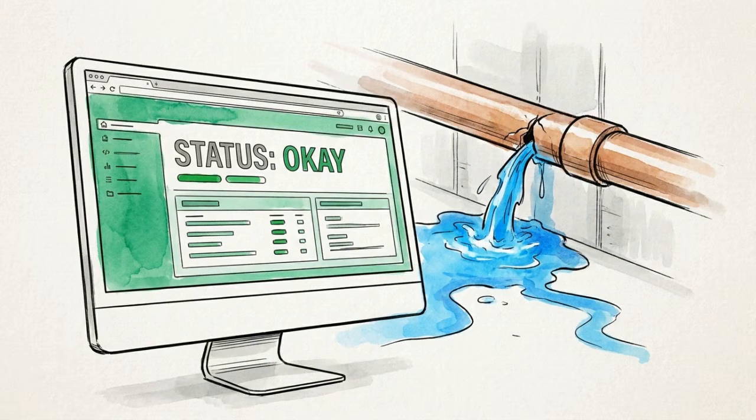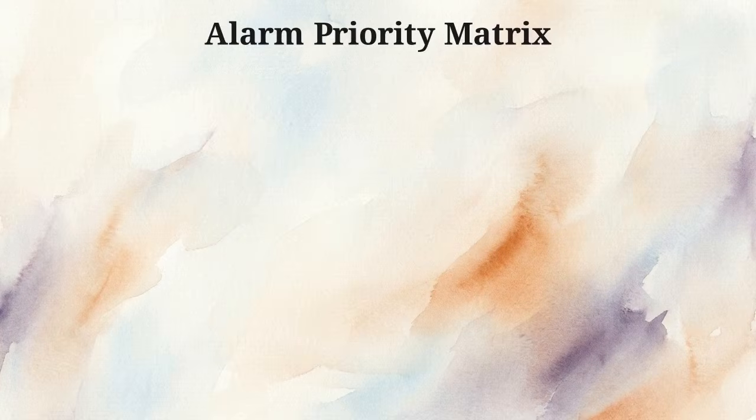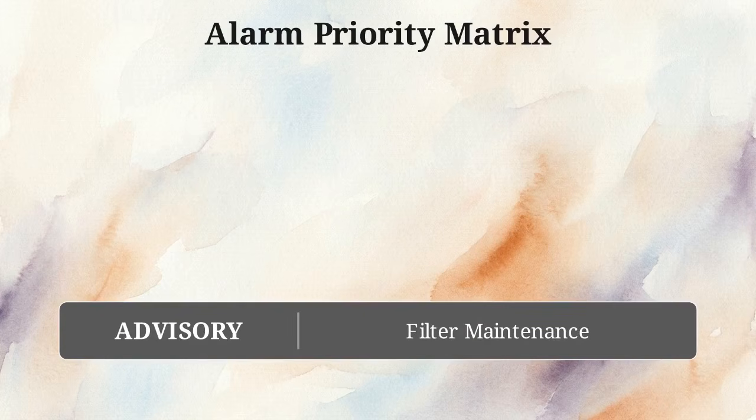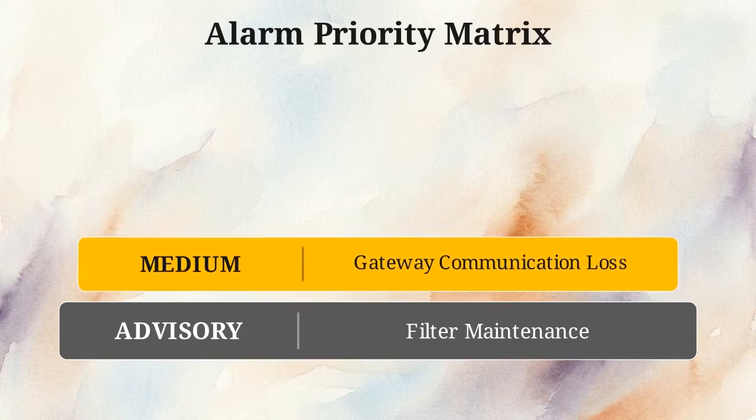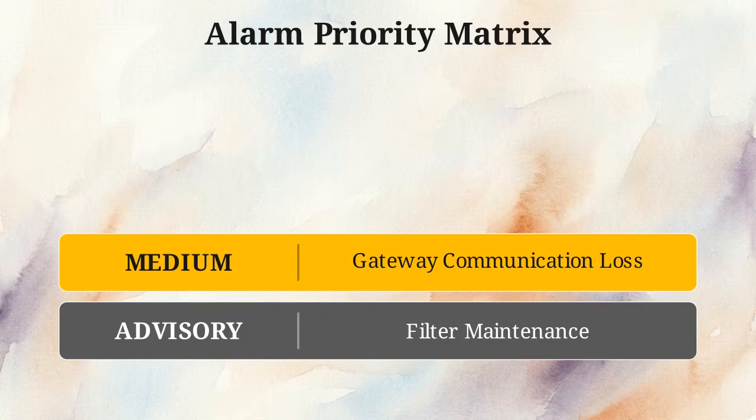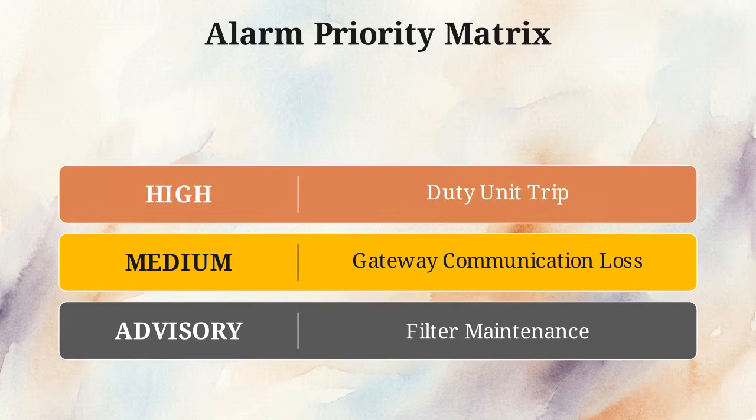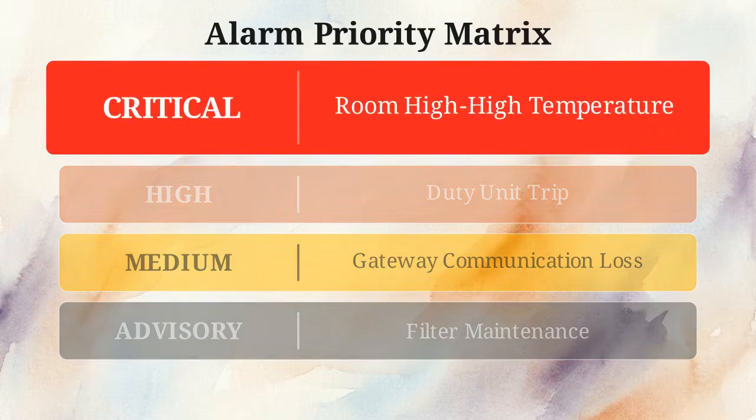To isolate specific failure domains, operators use an alarm priority matrix. This filters standard advisory alerts, like filter maintenance, up through medium threats, like a gateway loss, up to high-priority unit trips, and finally, critical events, like a high room temperature.